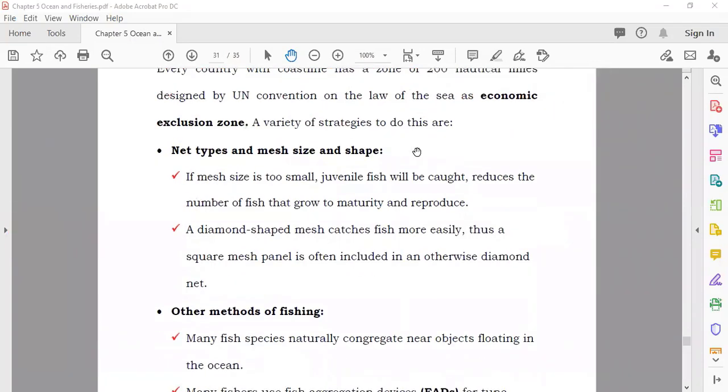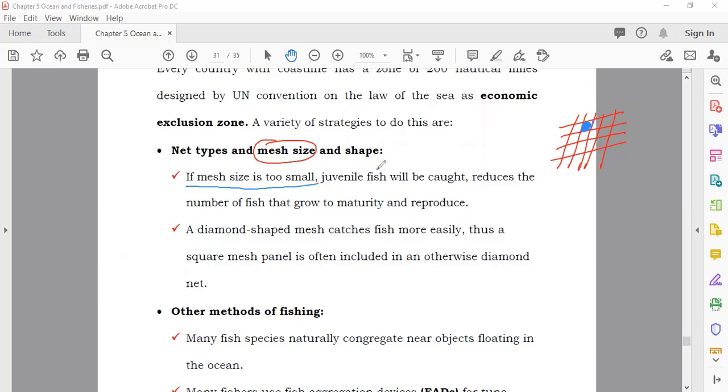Now, after that, this is one of the examples you can manage: other net types and the mesh size. I told you about mesh. For example, this is the net. This size means the size of this one. It is known as mesh, and the size is known as mesh size. When talking about this, you can say control the overfishing by using this. How?